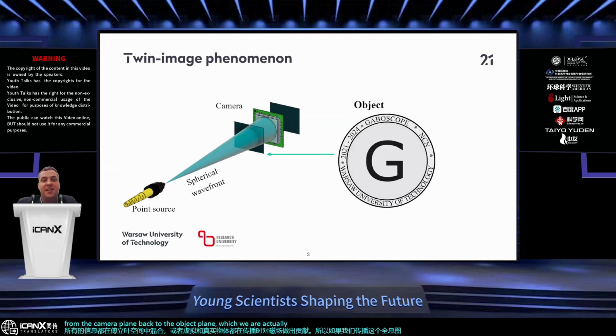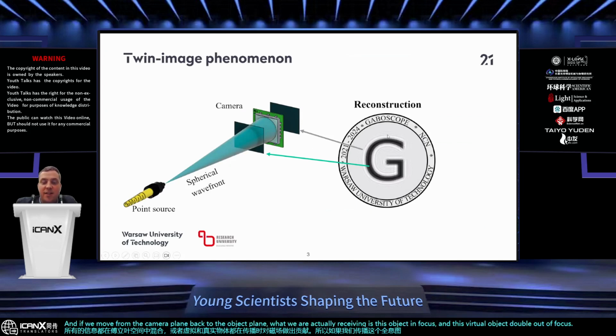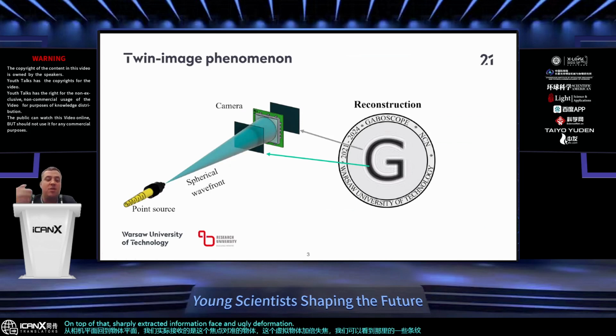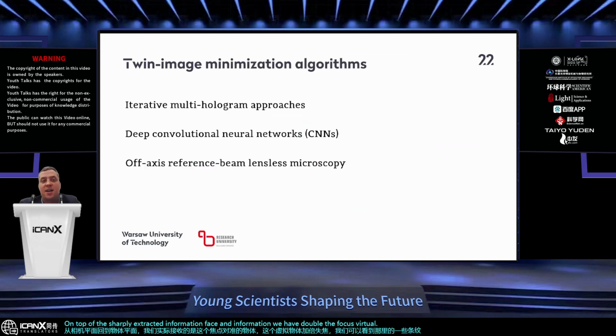receiving is this object in focus and this virtual object double out of focus. And we can see some fringes there. So on top of the sharply extracted information, phase and amplitude information, we have double the focused virtual twin image information. There are multiple ways to avoid this problem. I will briefly discuss iterative methods, deep neural networks, and off-axis reference beam microscopy.